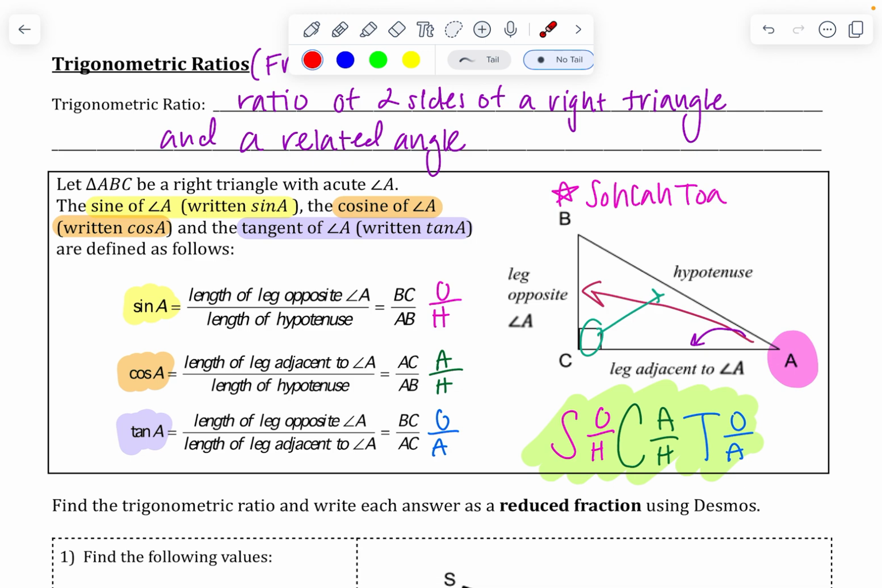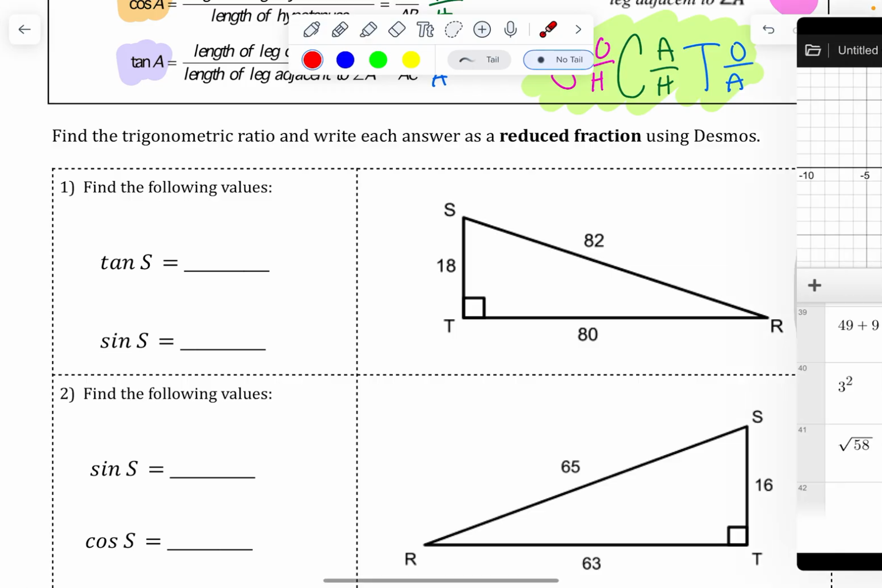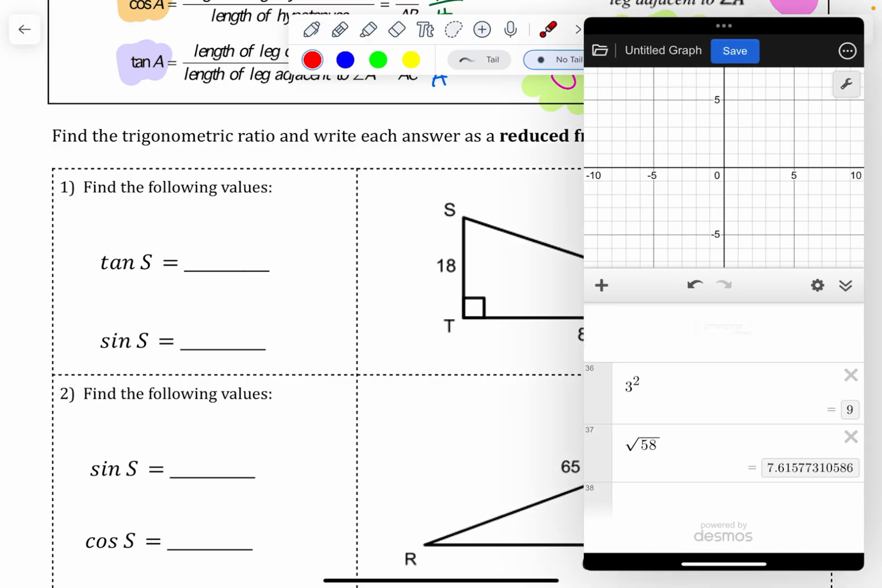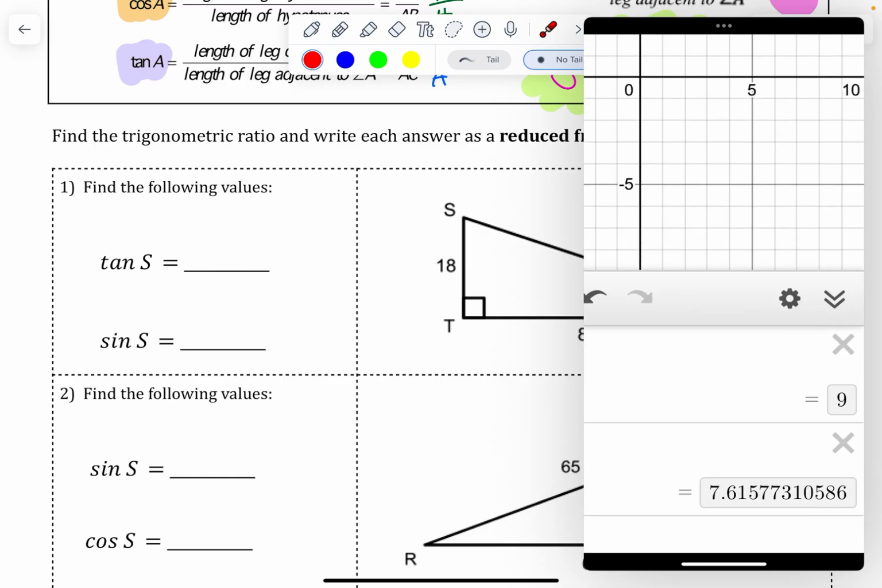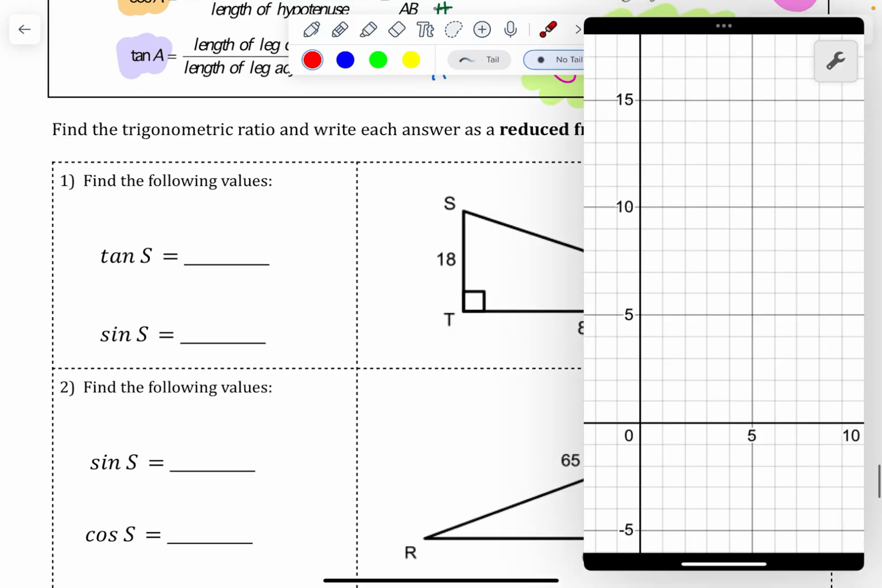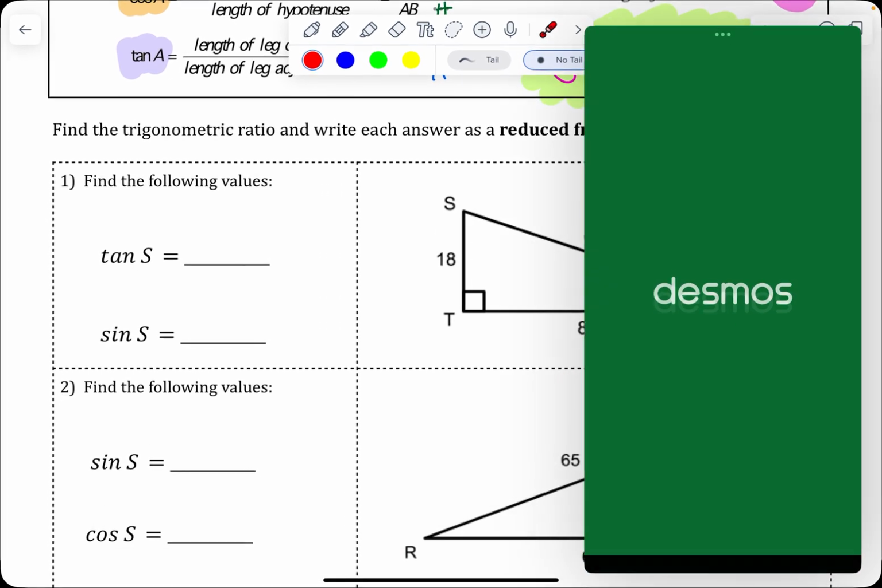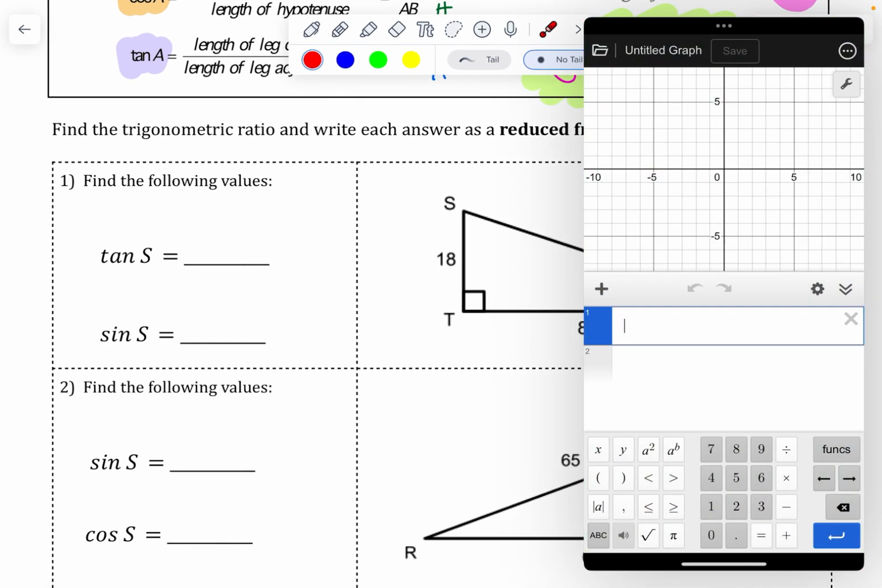Okay, so let's go ahead and try the first two examples. It says find the trig ratio and write each answer as a reduced fraction using Desmos. So I'm going to make sure my Desmos calculator is ready to go. And I'm going to clear some things because, wow, that's a lot I have in my calculator. All right, let me get out of here. Okay, cool. Now it looks all pretty.